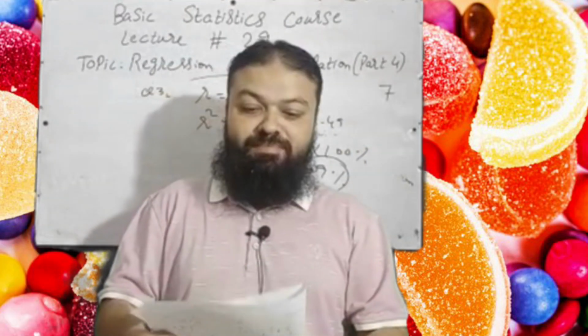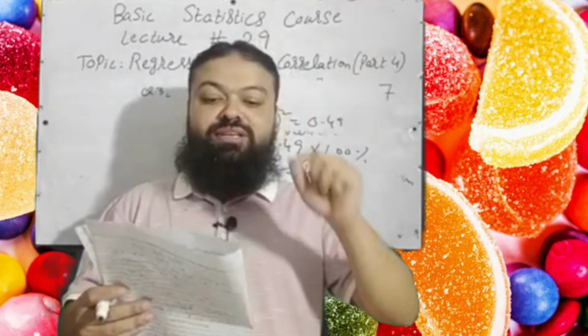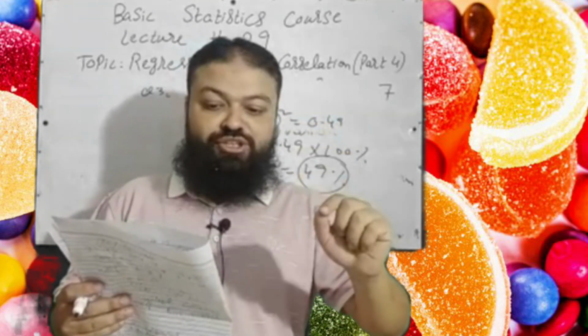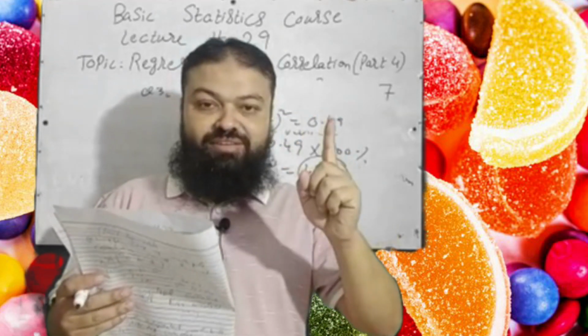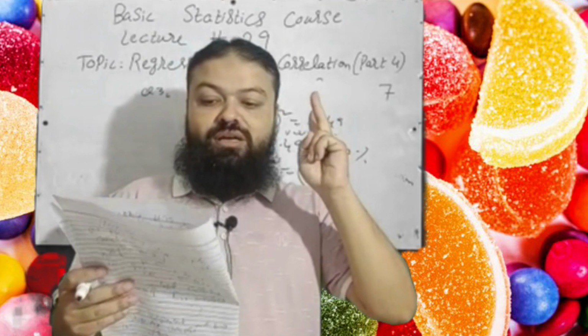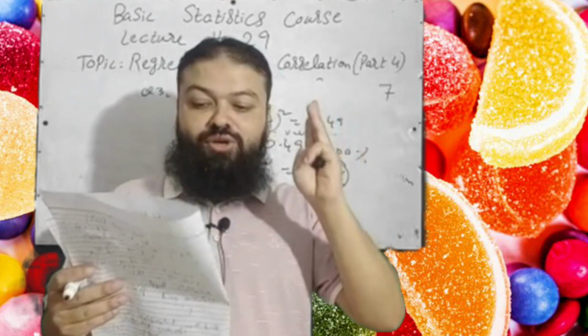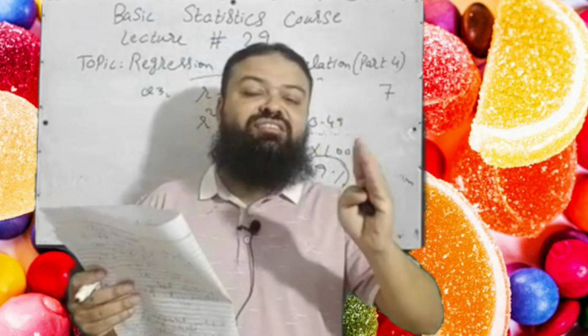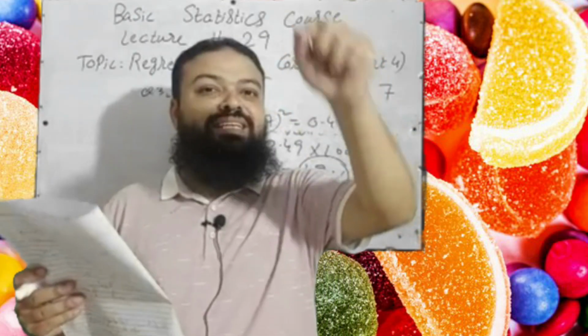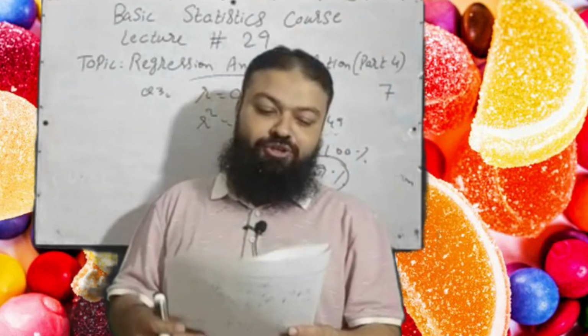Question number 4. The method applied for deriving the regression equations: A, concurrent deviation; B, product movement; C, normal equations; D, least square. That method is called least square. D is the correct option.